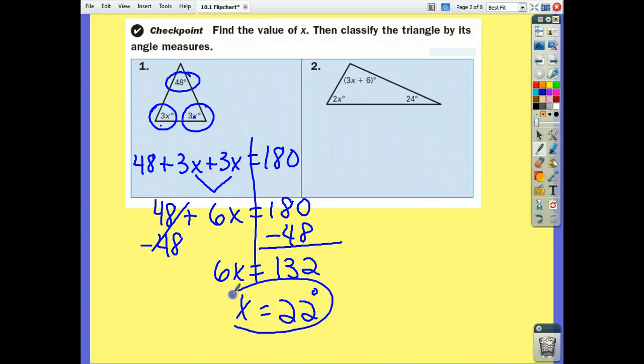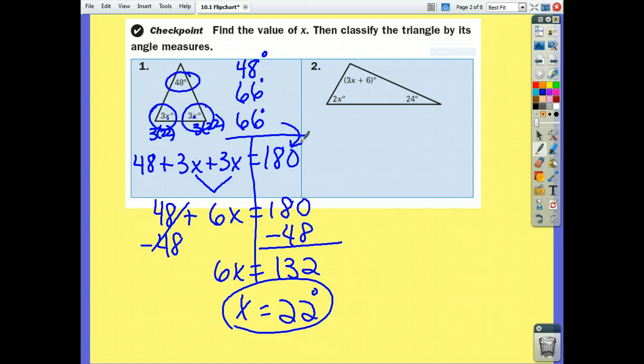I know what x is. It says find the value of x, then classify the triangle by its angle measures. So I found out that x equals 22, so I'm partway done. So my three angles are 48 degrees, then 22 and 22? Is that what you want to say? No. We know x is 22, so what is 3 times 22? 66 and 66. Add those up, you get 180.